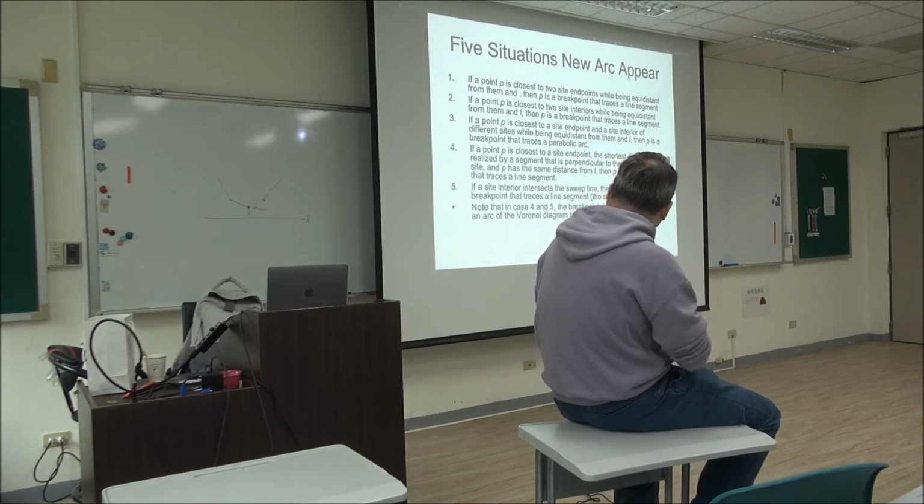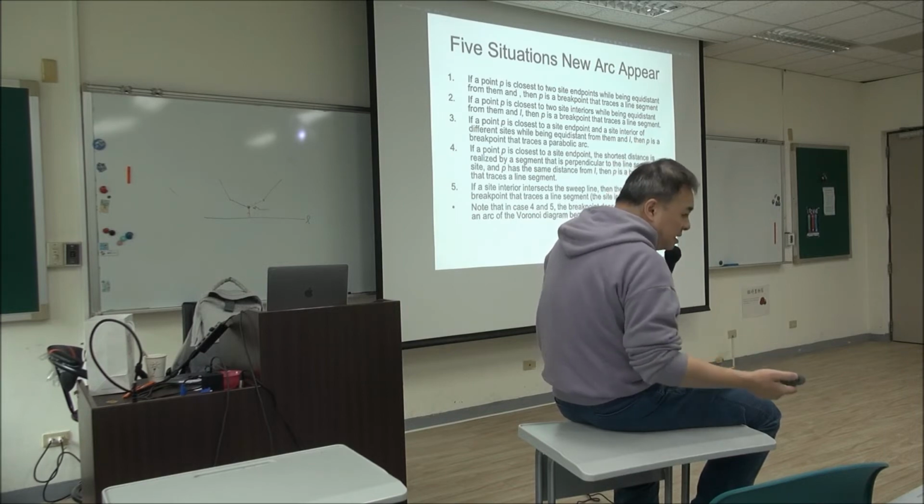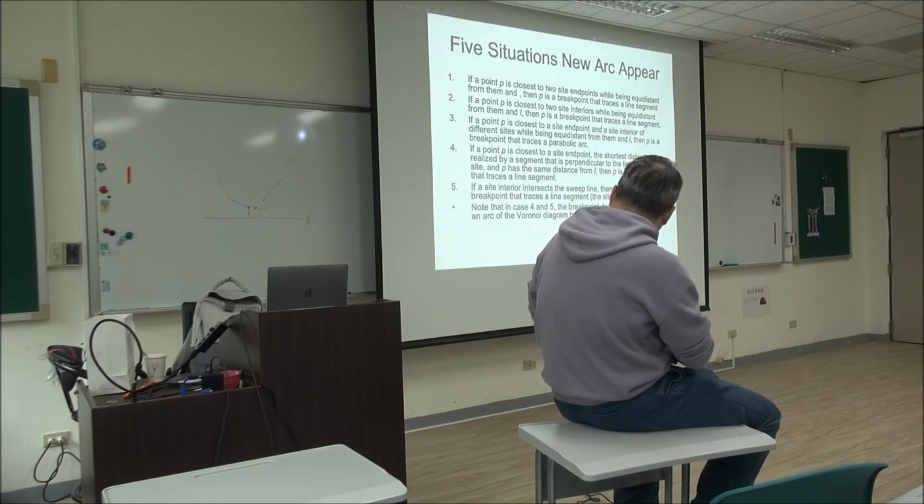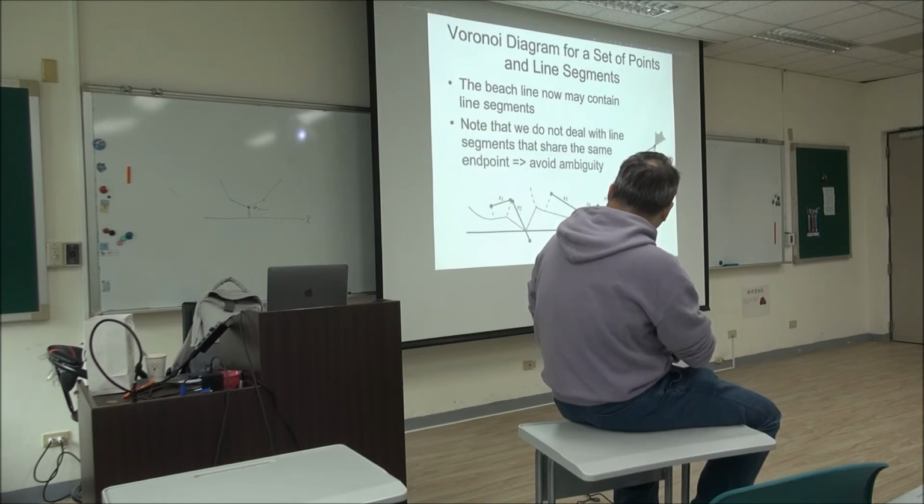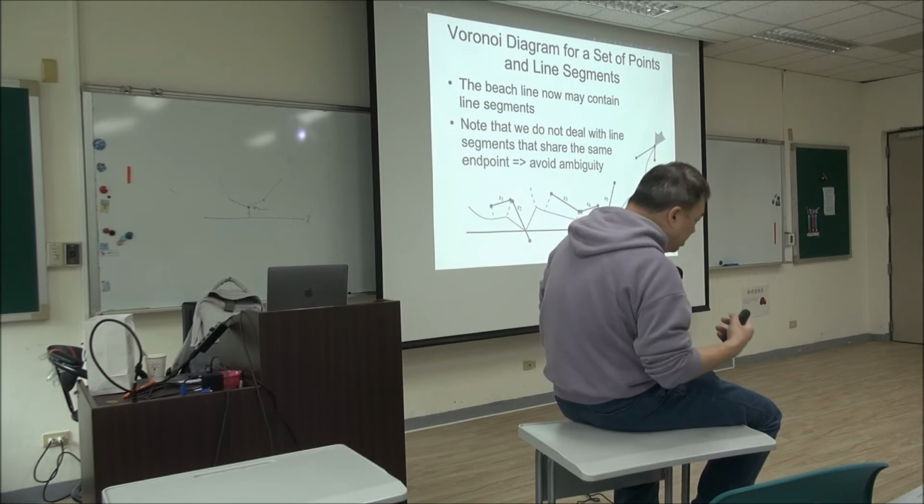One last note. In case 4 and 5, as I said, they only involve one side, right? So the breakpoint does not actually trace an arc of the Voronoi diagram, because there's only one side. You will include this in the Voronoi diagram, but it's not one of the arcs in the Voronoi diagram.